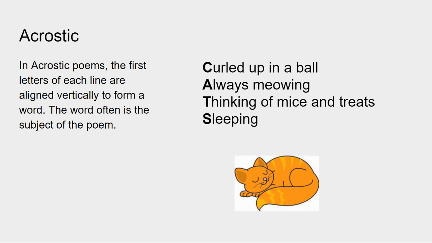The first letter of each line creates a word. So usually what we do is we start with a word. And you can see here my word was cats. Then I came up with words or phrases to describe cats. And each line starts with that letter. So I have curled up in a ball, always meowing, thinking of mice and treats, sleeping. And you can see the word cats.